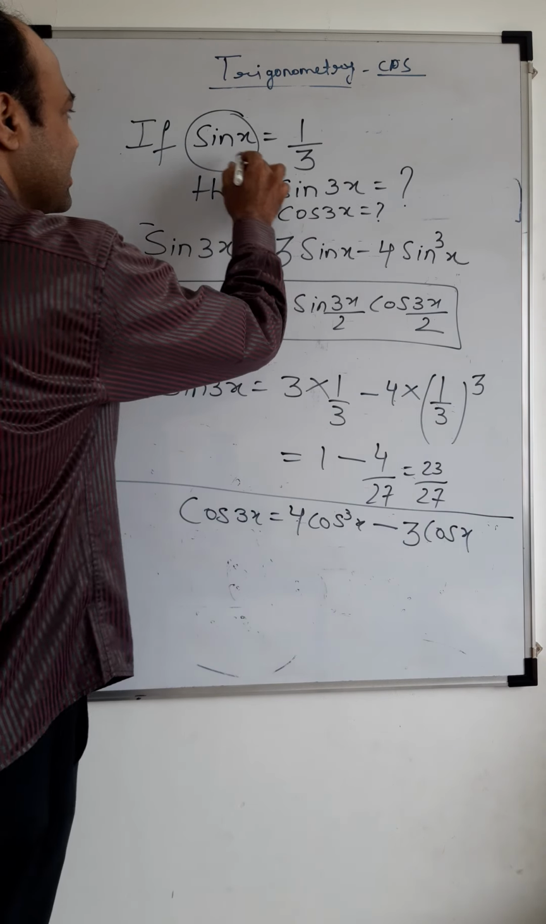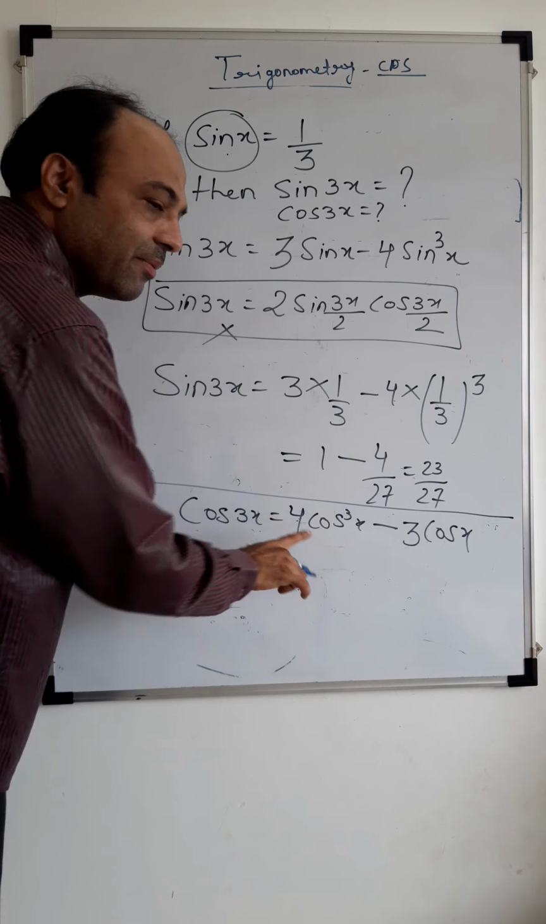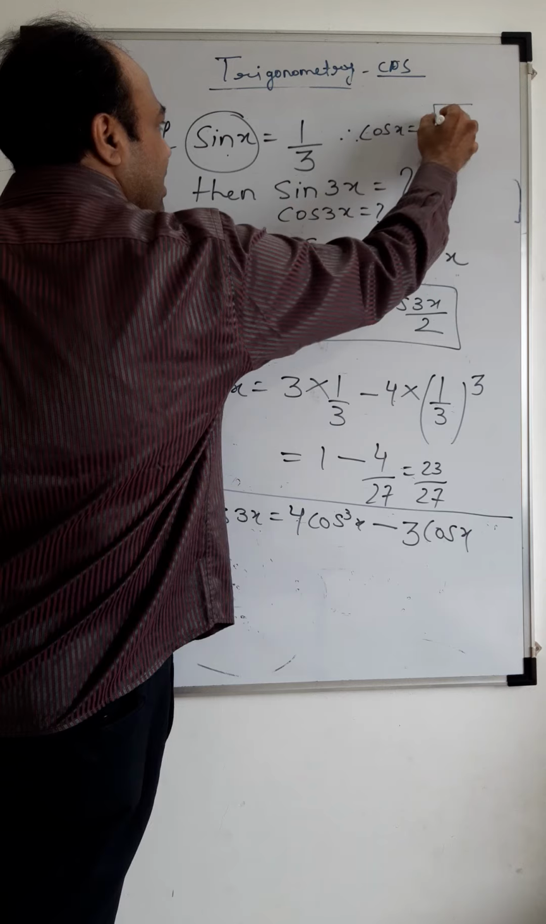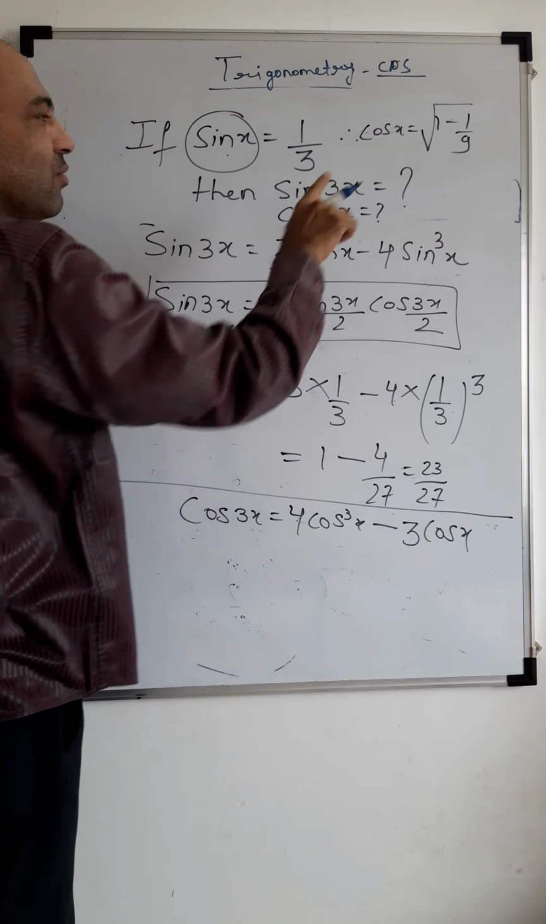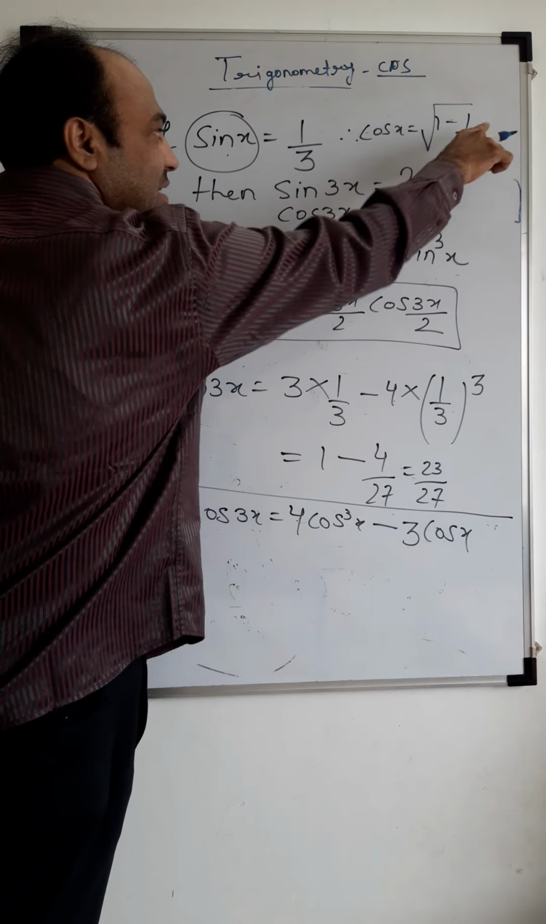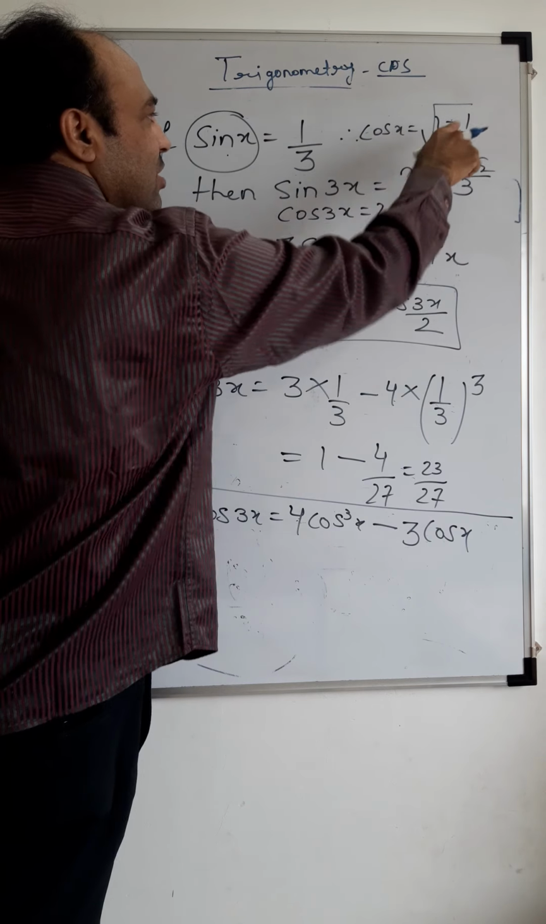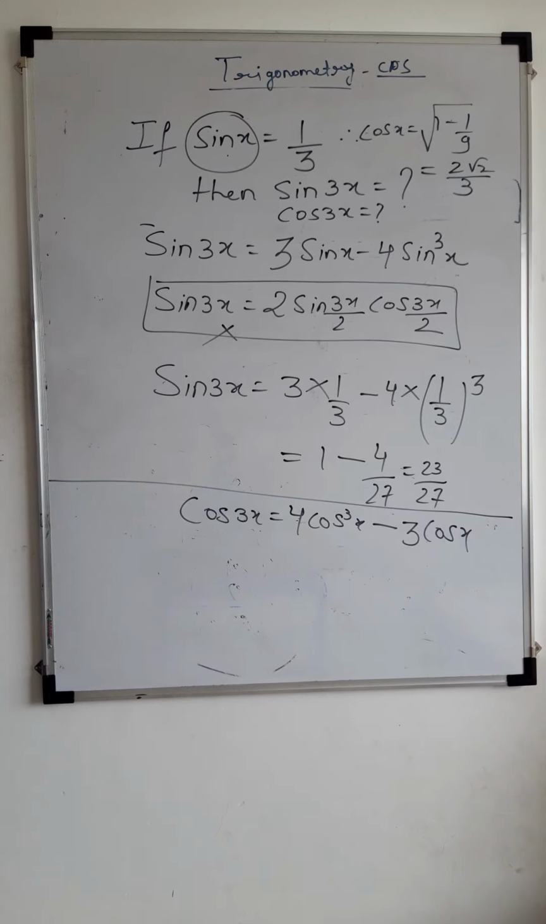Now we have the value of sin x here, and we need cos x, so I can get cos x here. Cos x will be what? Root under 1 minus 1 by 9. Cos x is root under 1 minus sin square x. So this has become 2 root 2 by 3. 9 minus 1 is 8, and the root of 8 upon 9 is 2 root 2 by 3.